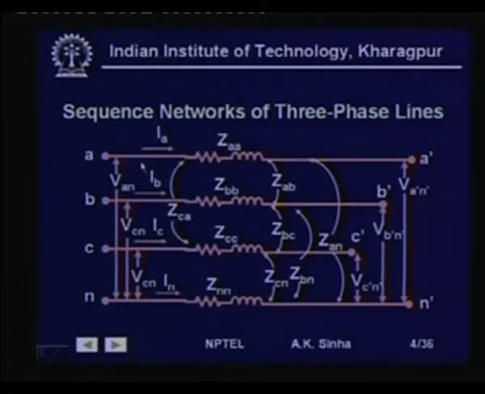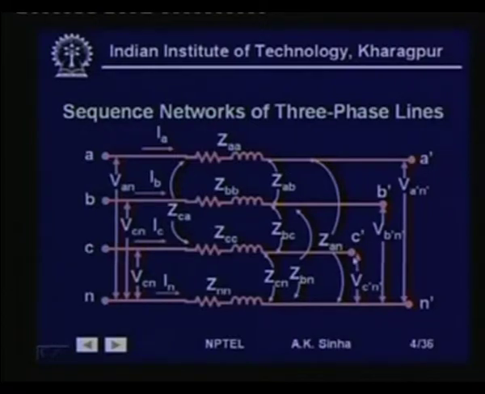We are assuming that the two ends of the line are represented by A, B, C and N on one side, and A dash, B dash, C dash and N dash on the other side. The voltage for phase A with respect to neutral is VAN at the sending end side. VBN is the voltage of phase B with respect to neutral, and VCN is the voltage of phase C with respect to neutral.